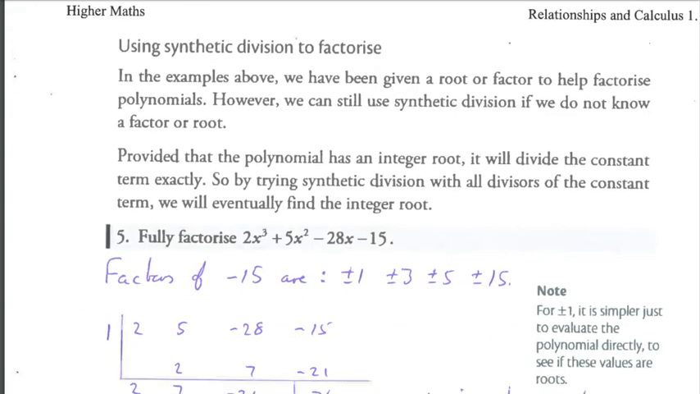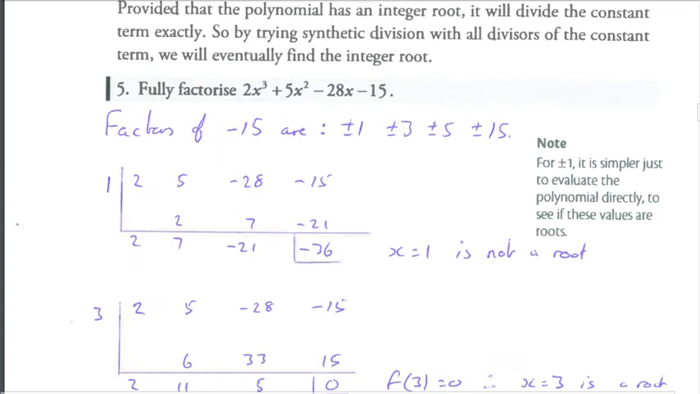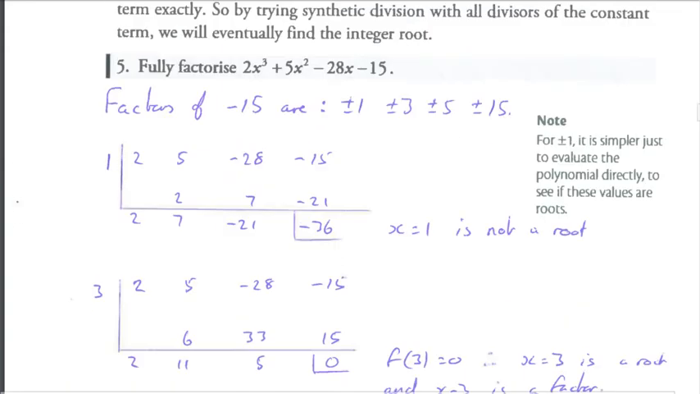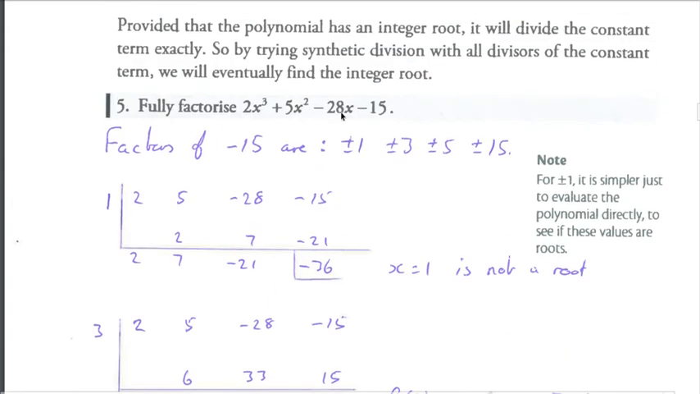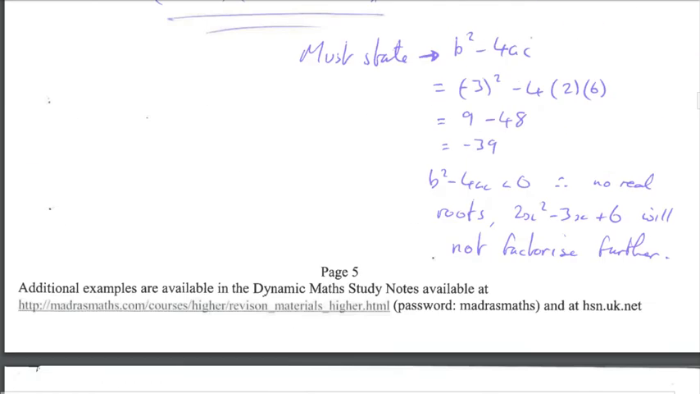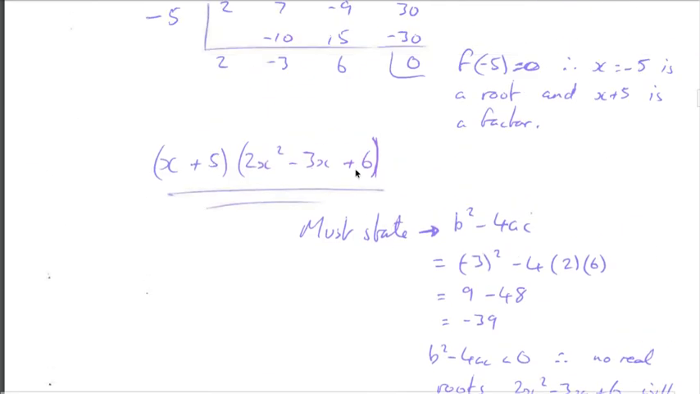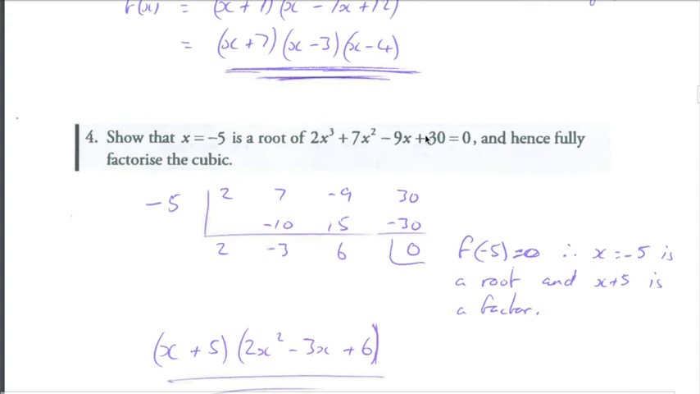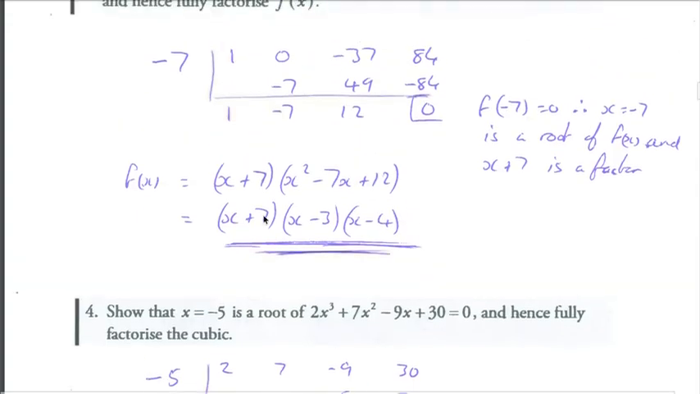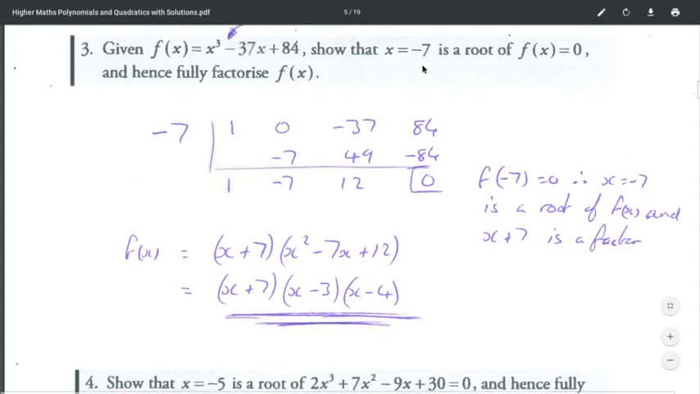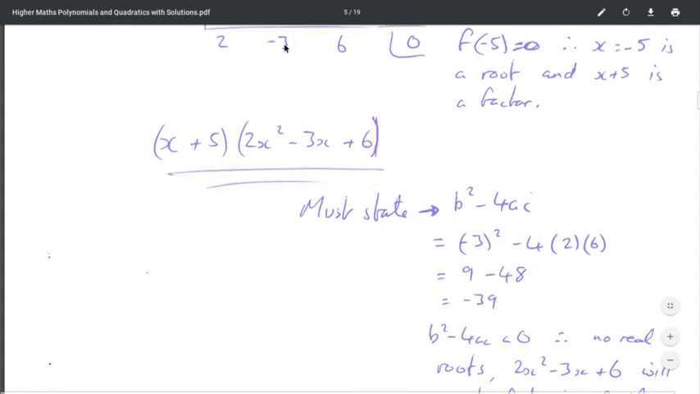Right, using synthetic division to factorize, which is what we've been doing. So just a couple more examples. So here we're not given the root or the factors, but we do know that the numbers multiplied together at the end, let's just come up here again. So here 5 multiplied by 6 gives me that 30. 7 multiplied by -3 multiplied by -4 gives me that 84 from the question.